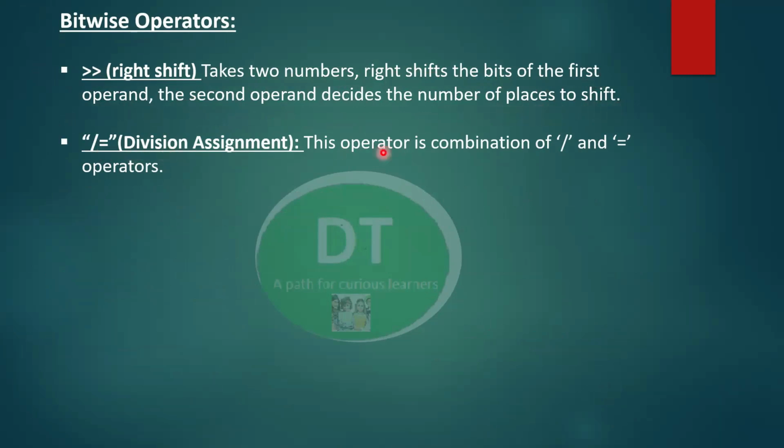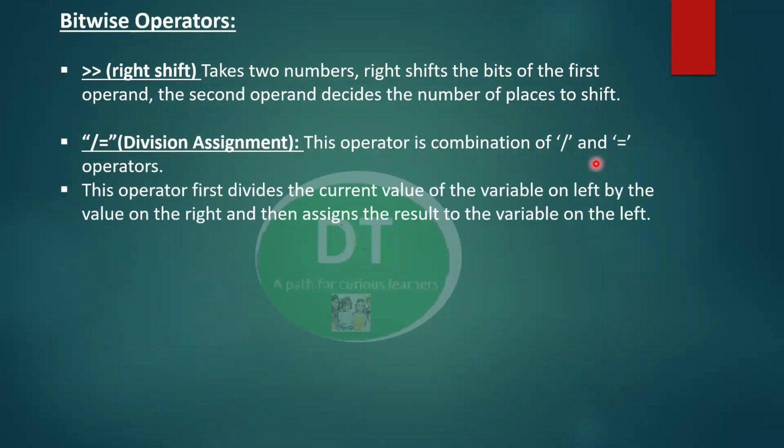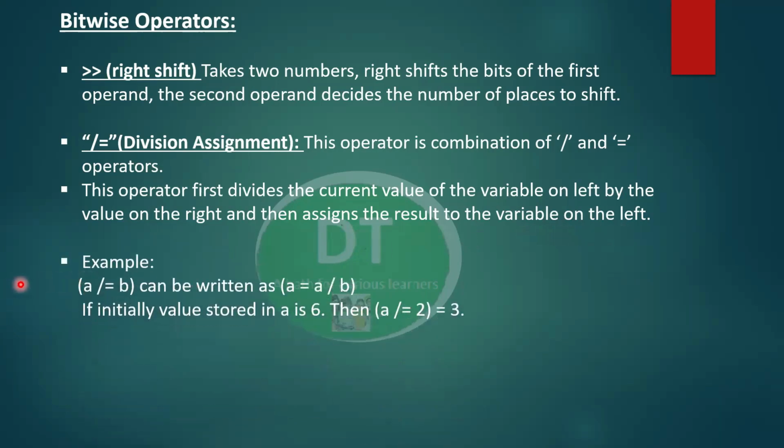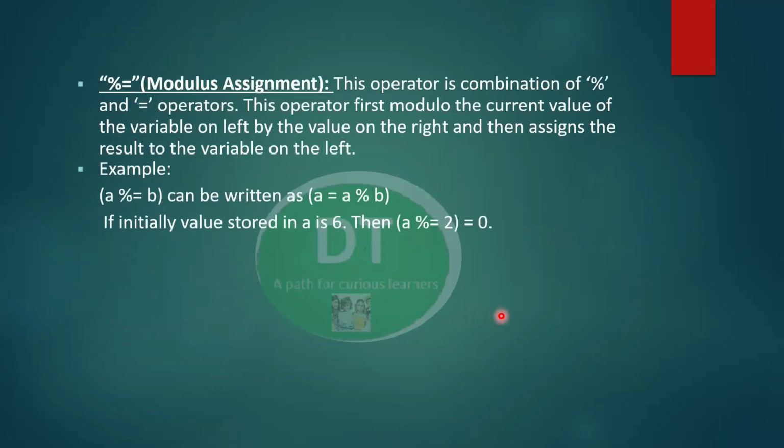Division assignment. This operator is a combination of division and equal to operators. The operator first divides the current value of the variable on the left by the value on the right and then assigns the result to the variable on the left. Example, A division assignment B, A division equal to B can be written as A equal to A divided by B. If initially the value stored in A is 6, then A division equal to 2 equals 3.